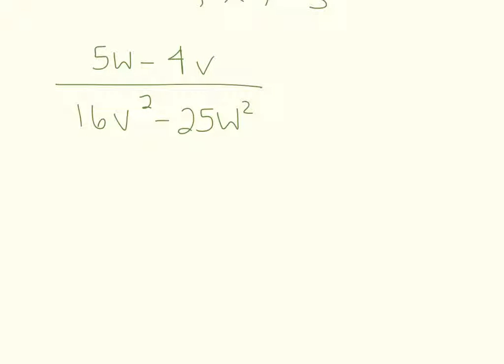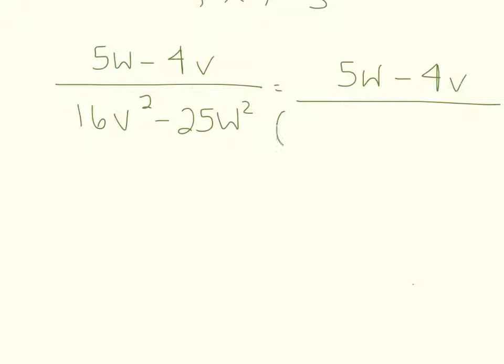Okay, so if you're back with me, we needed to change the top to 5. Otherwise it wouldn't have worked. So there was nothing that will factor out of the top. There's nothing we can do with the numerator. So we have 5w minus 4v in our numerator, but in our denominator, you'll notice that 16v squared and 25w squared are both perfect squares.